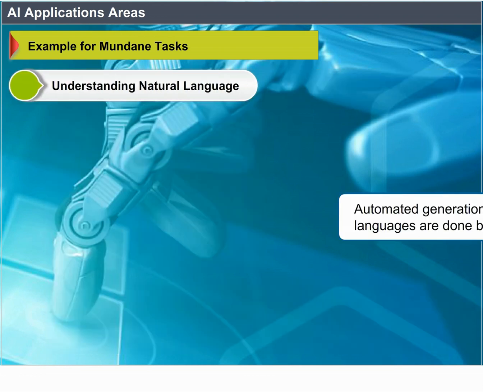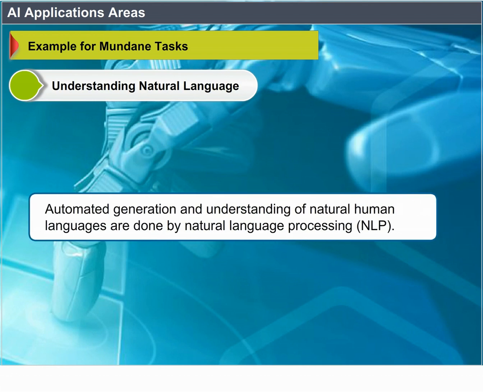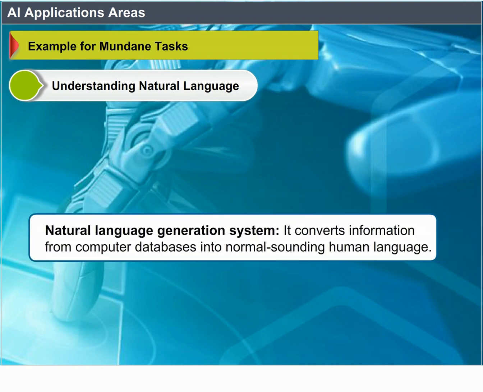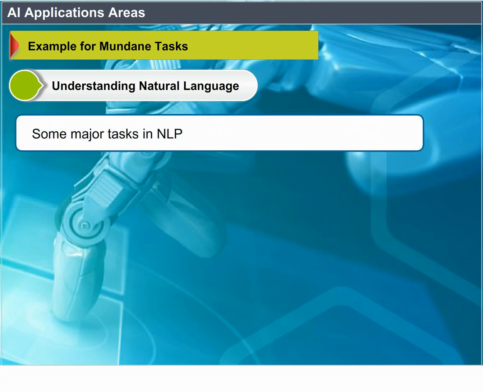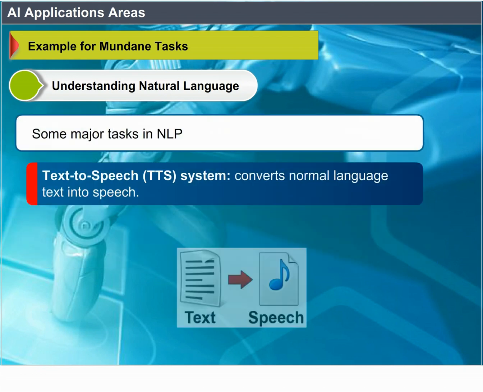Understanding natural language. Automated generation and understanding of natural human languages are done by natural language processing (NLP). A natural language generation system converts information from computer databases into normal sounding human language. A natural language understanding system converts samples of human language into more formal representations that are easier for computer programs to manipulate. Some major tasks in NLP.